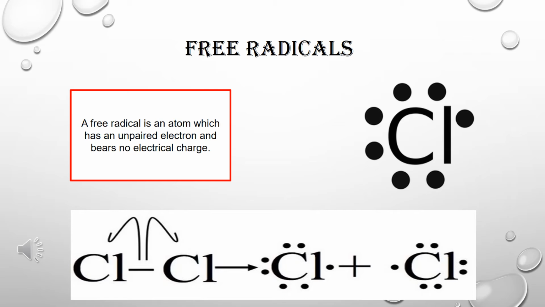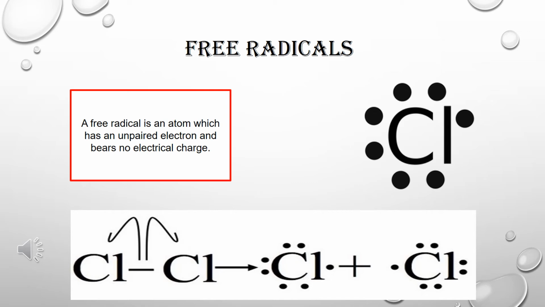After an ion and the molecular ion, the next chemical species which we are going to discuss is known as the free radical. A free radical is an atom which has an unpaired electron, but it bears no electrical charge on it. Such as we have the example of chlorine.